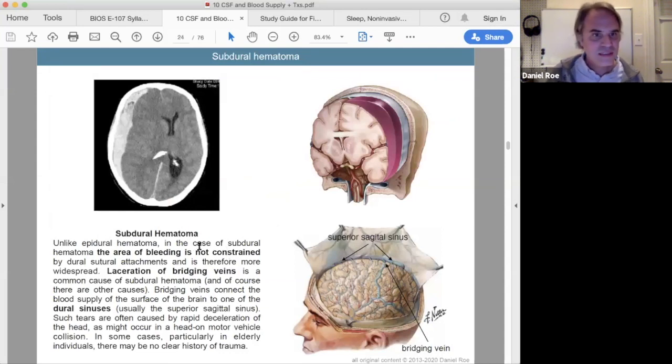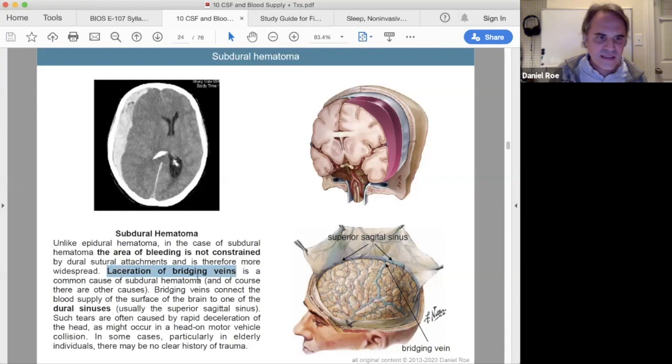We'll get to it. So here again is a subdural hematoma in imaging. Here it is in this nice illustration over here. And I wish I could source this illustration. It's beautiful. But you can see, as opposed to the epidural, which was constrained between these sutural lines, this is just kind of spreading all over. And so it progresses a little bit more slowly. So the area of bleeding is not constrained.